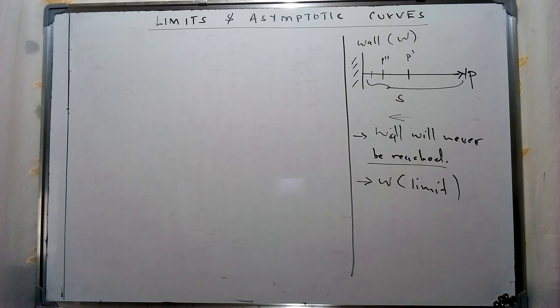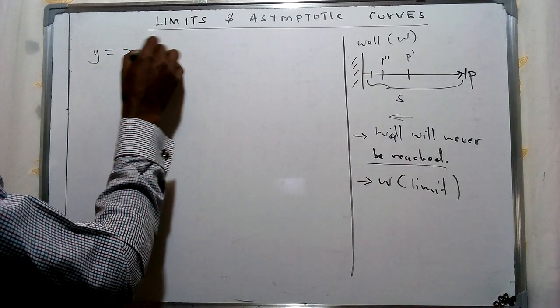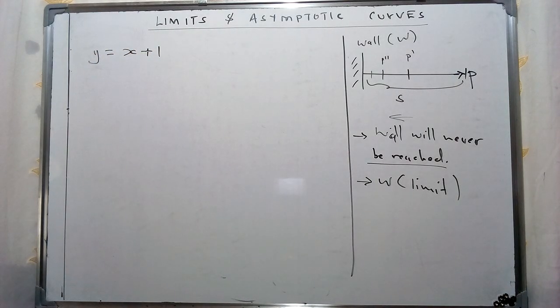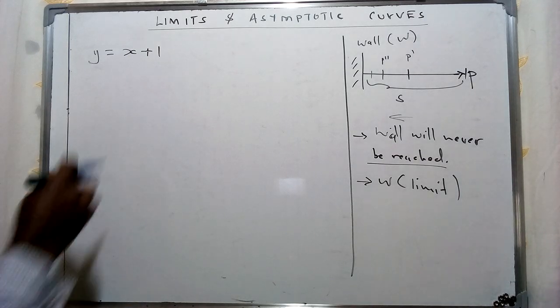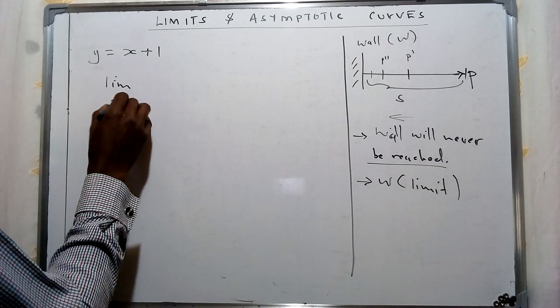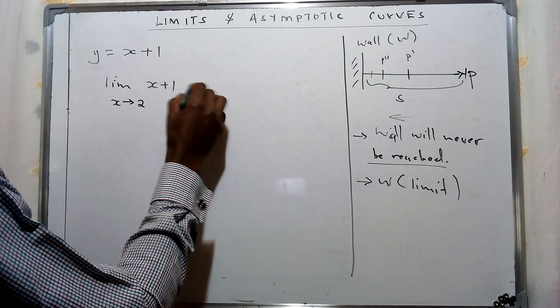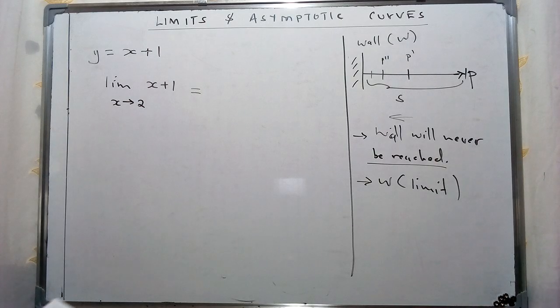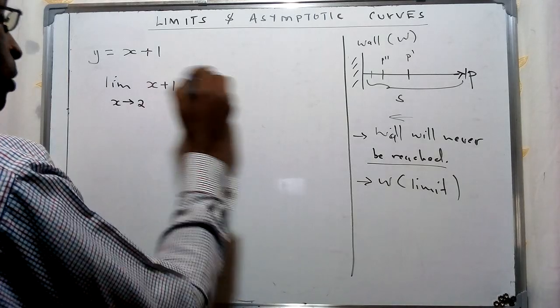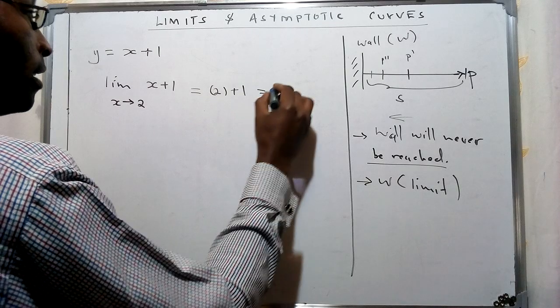Therefore, if we have a function which we define as y equals x plus 1, we can evaluate this limit by considering the value of x as it approaches a particular value. So if we have the limit as x approaches 2 of the function x plus 1, we can evaluate it by substituting x with 2, giving 2 plus 1, which is going to give us a value of 3.